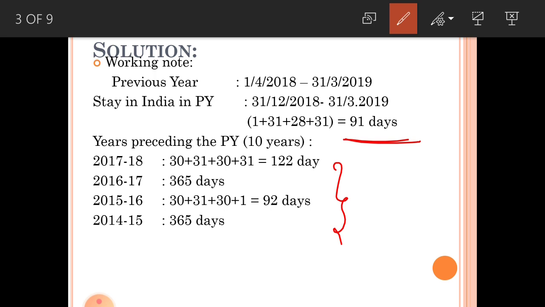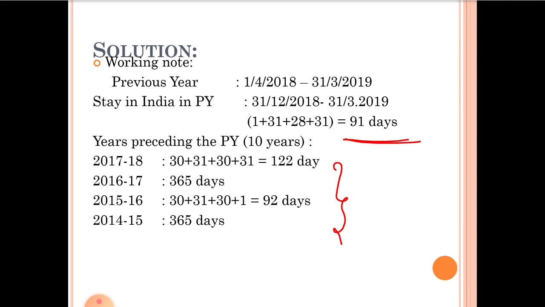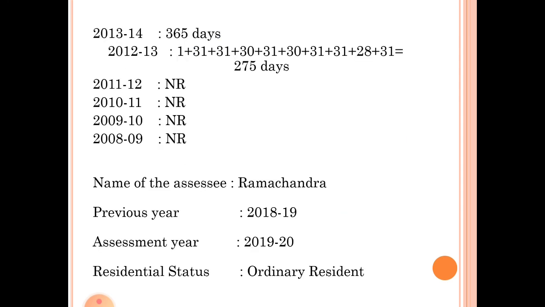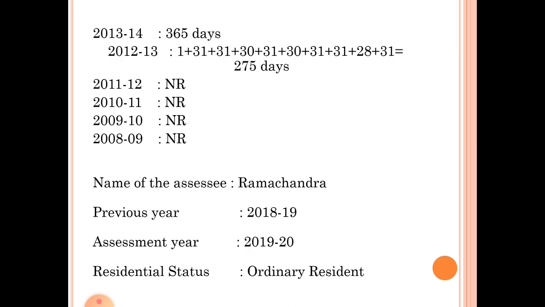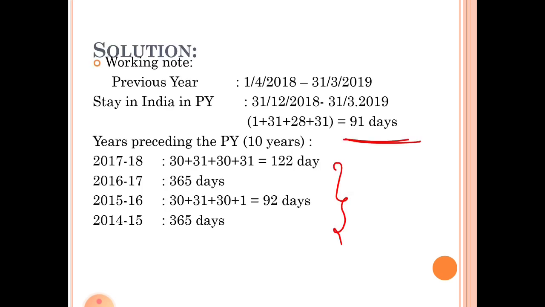Next, he has to fulfill the additional conditions. First additional condition is he has been a resident in India for at least 2 years out of the 10 years immediately preceding the relevant previous year. For that purpose, we have to calculate his residential status for 10 years. That is starting from 2017-18 to 2008-9, okay, from 2008-9 to 2017-18 we have to calculate his residential status for every year.